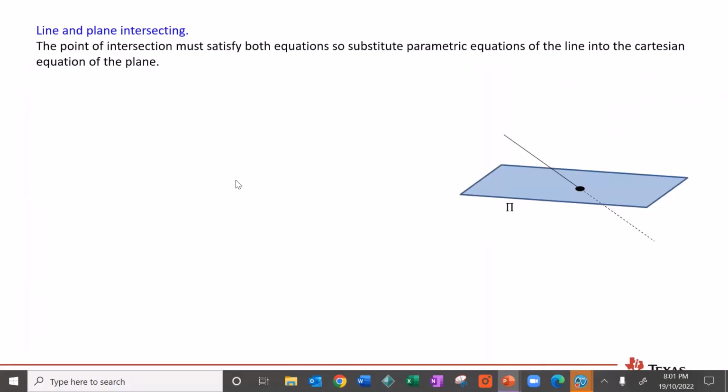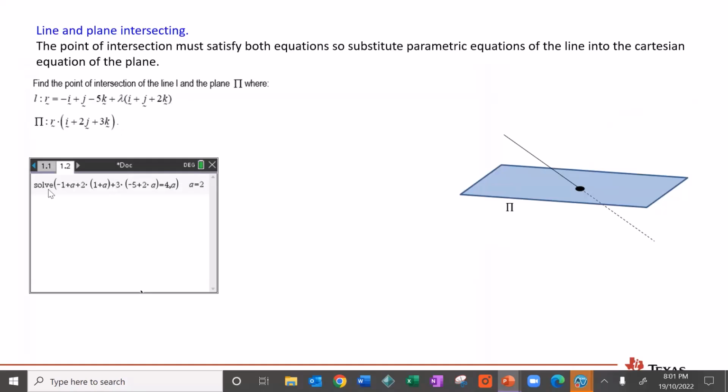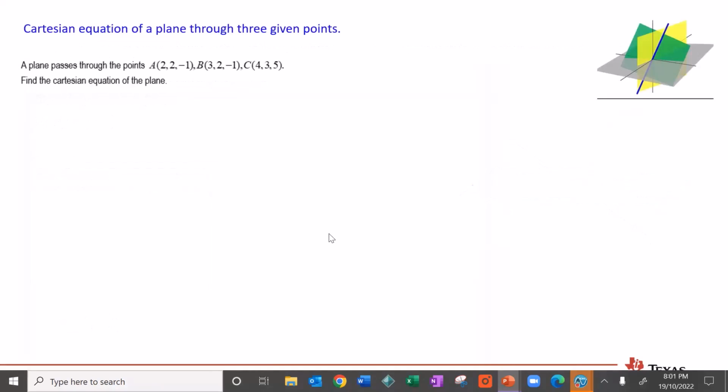Now, line and plane intersection. If I have the line given in vector form and my plane with the normal vector, what we need to do is substitute into the equation and solve, and that gives us the point of intersection. So a few other ideas.